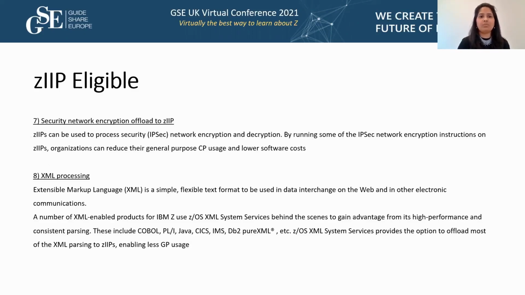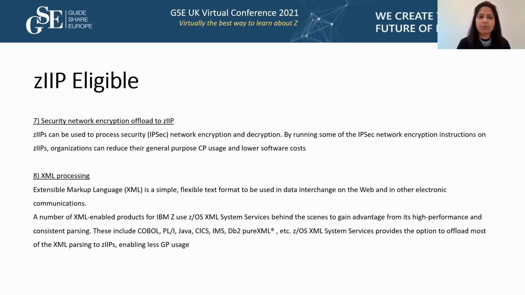The seventh one is IPsec, security network encryption. That will be offloaded to zIIP. zIIP can be used to process the security IPsec network encryption and decryption. By running some of the IPsec network encryption and decryption instructions on zIIP, organizations can reduce their general processor CPU usage and lower their software cost.